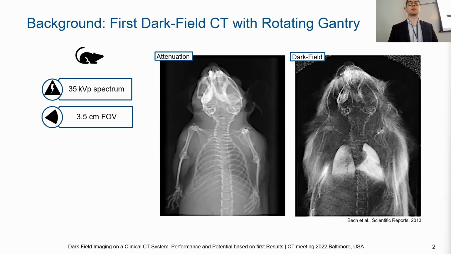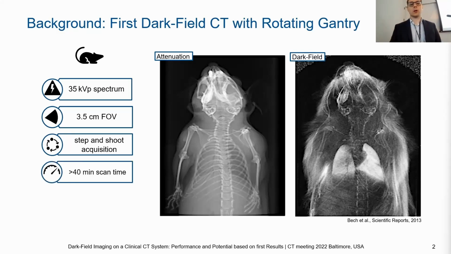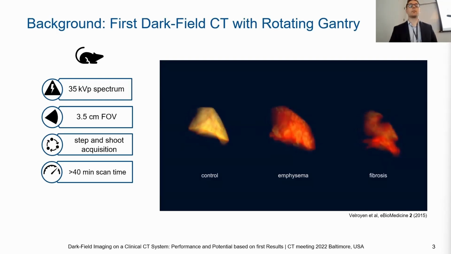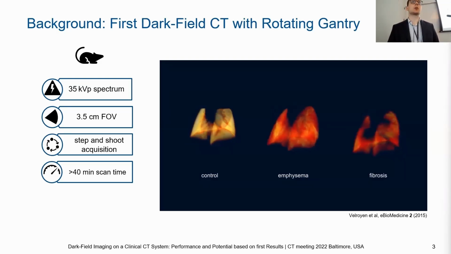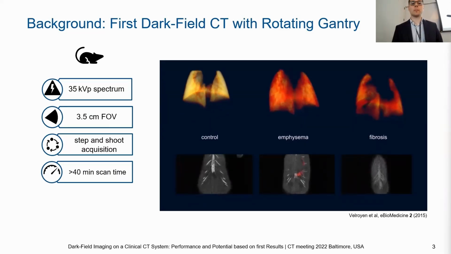for small animal studies. This system also used a so-called step and shoot acquisition, which basically means that the gantry had to stop at every angle and then multiple images were acquired. And this meant that the overall acquisition time with this system was quite slow, more than 40 minutes. So this is not really feasible for clinical use. However, with the system, one could first perform CT imaging on living subjects and analyze the effects of different pathological changes in the lung tissue.